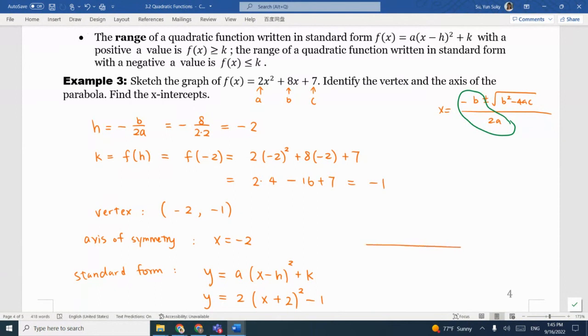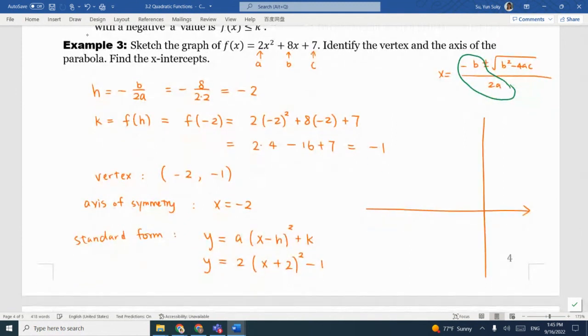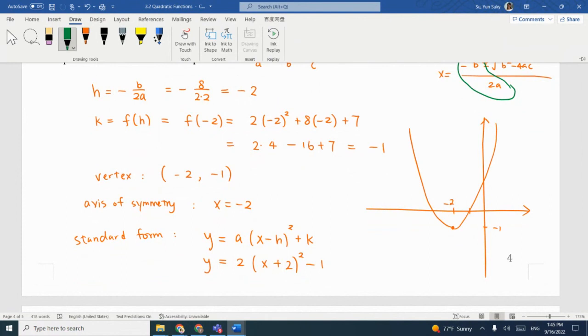Now we can sketch it. So we have the vertex at (-2, -1), okay? And then we know the parabola opens up, so it looks like this. But we also need to find the x-intercept. So how do we find the x-intercept?